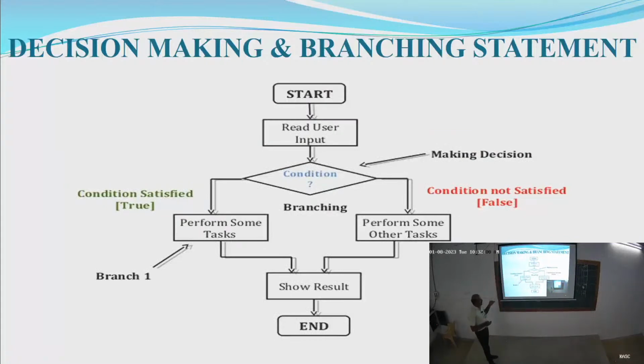Okay, this is for decision making. This is an algorithm, a flowchart for a decision making statement. First, we start and read input from the user, and we check the conditions. Based on the conditions, we make decisions. If the condition is true, we do this task and finally show the results. Suppose the condition is not met, that is false, then these statements are executed. If the given condition is true, these statements are executed. If the condition is false, these statements are executed.